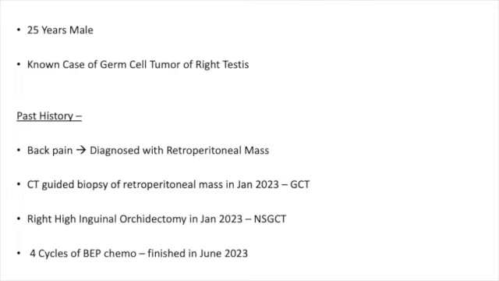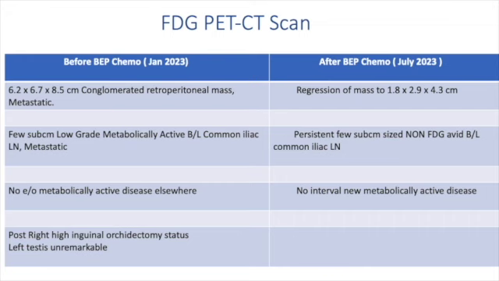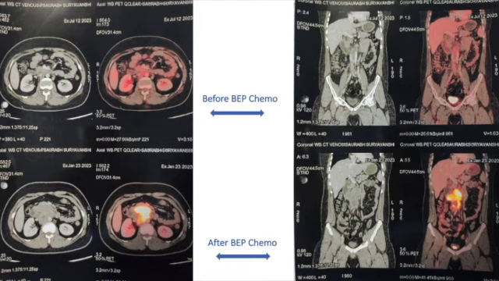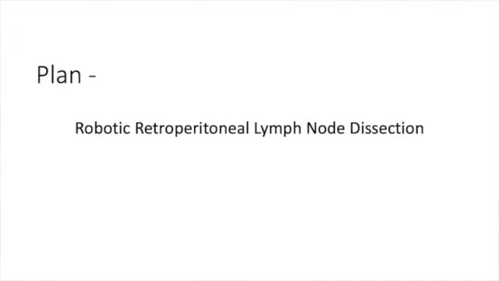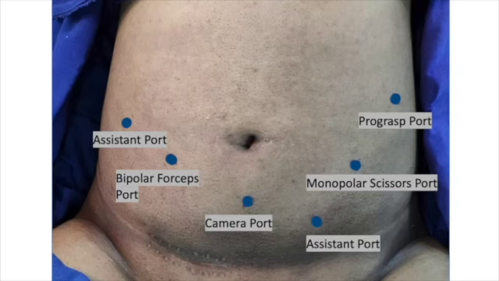Our case was a 25-year-old male patient, a known case of right-sided carcinoma testis. He was diagnosed with a retroperitoneal mass from which biopsy showed GCT, and after that he underwent right-sided high inguinal orchidectomy and 4 cycles of BEP. Here we can see before and after the BEP chemotherapy, the size of his retroperitoneal mass and also the FDG avidity of the retroperitoneal mass has decreased. So we plan to do robotic RPLND.